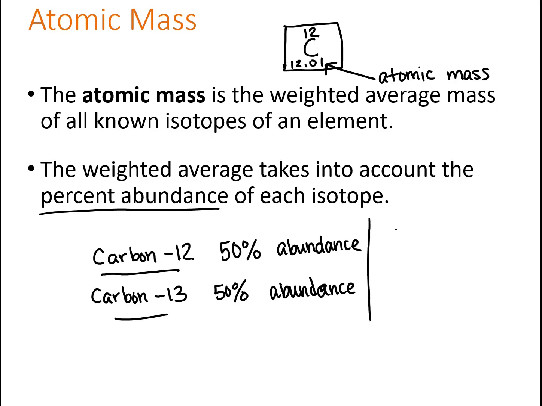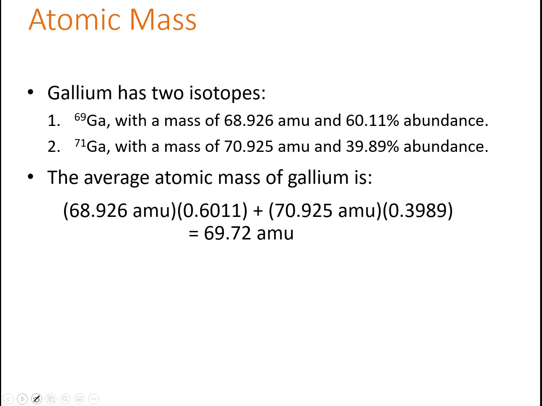If, however, most of the carbon in the world is carbon 12, then you're going to see that the weighted average is going to be closer to the mass of carbon 12 versus carbon 13. So let's throw some numbers at this.